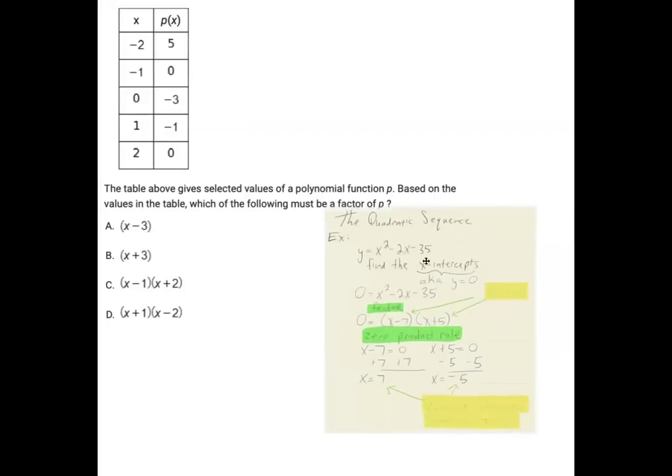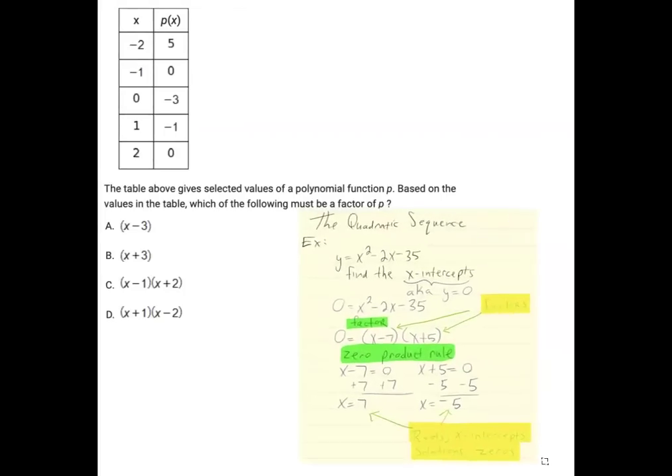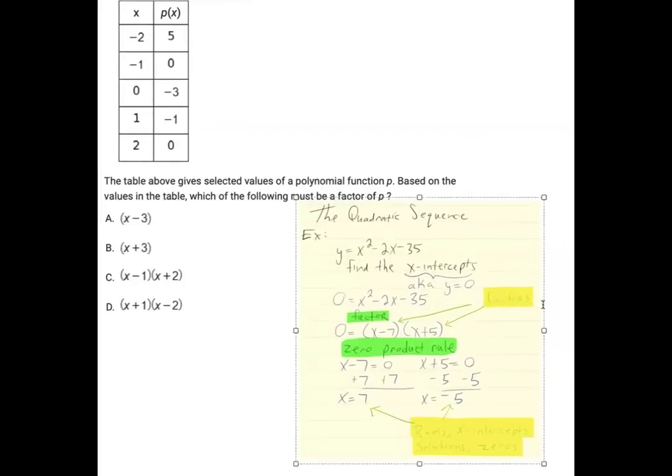Here we're being asked, based on this chart, what must a factor be of this function? And this is all a reference to factors versus roots versus x-intercepts, which can be illustrated by the quadratic sequence. So let's just say in a situation, we have a quadratic, which is x squared minus 2x minus 35.